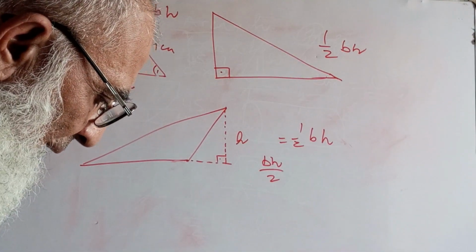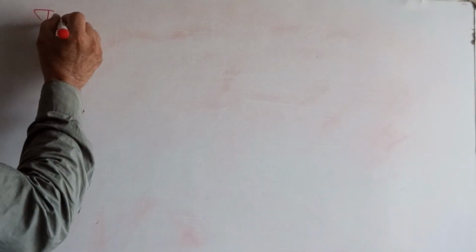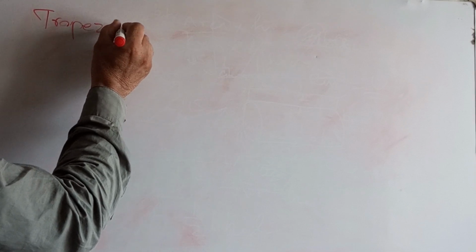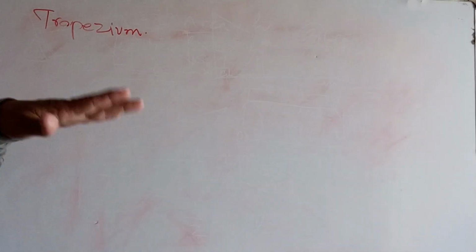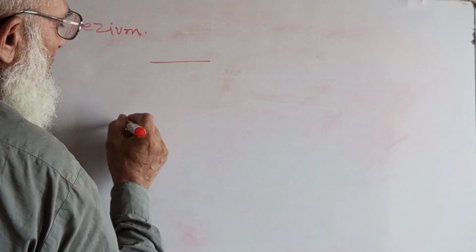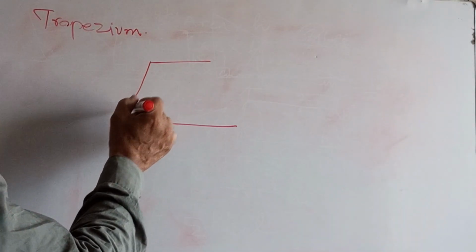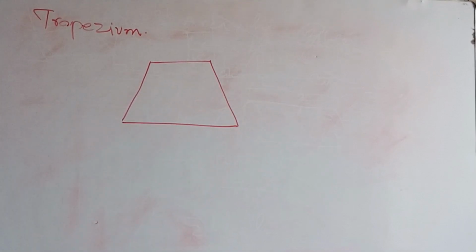Now about the trapezium, then we'll start the exercise. You know what a trapezium is? In the trapezium, we'll find two sides parallel and two converging. If this is the figure, you see that two sides are parallel and two are converging. Now this is a trapezium.